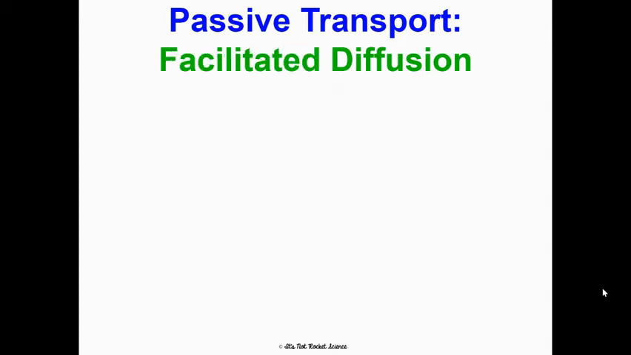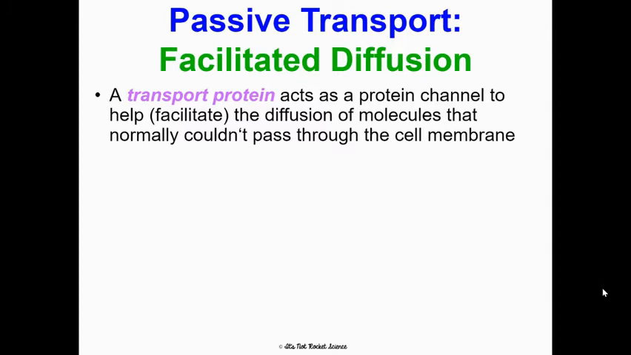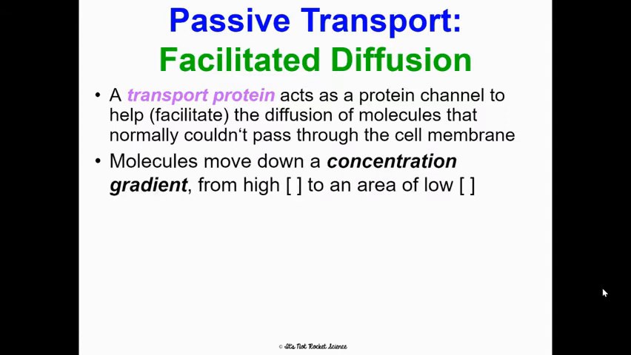Now, facilitated diffusion is very similar to regular diffusion, but you need the involvement of a transport protein to act as a channel to help or facilitate the diffusion of molecules that normally couldn't pass through the cell membrane. Molecules are still moving down the concentration gradient from high concentration to low concentration. Some examples of molecules that move this way are glucose, which is sugar, and sodium or salt.